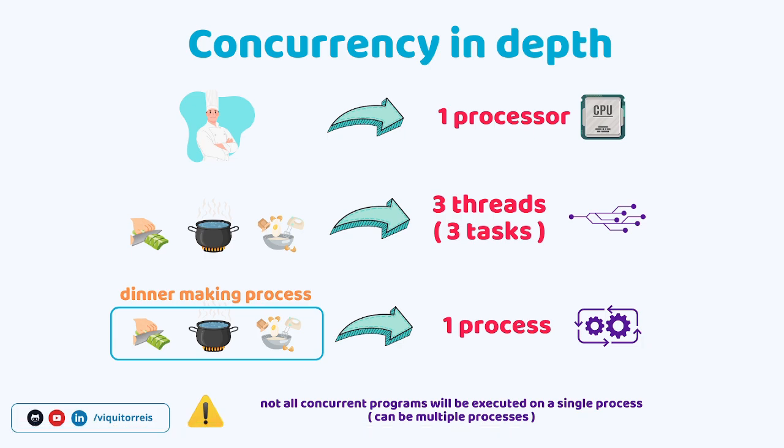In programming, concurrency is about structuring your code so it can handle multiple operations at once, like you multitasking in the kitchen. It's about managing multiple tasks that make progress without necessarily finishing them at the same time.